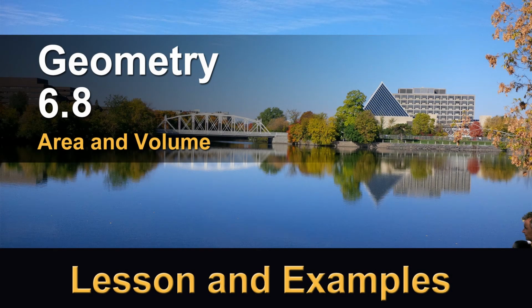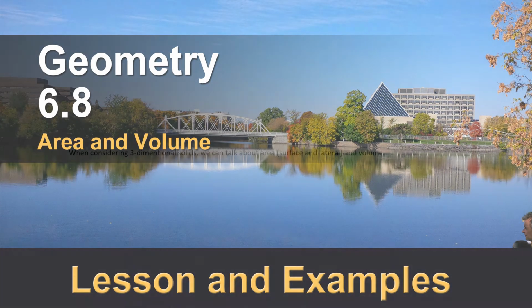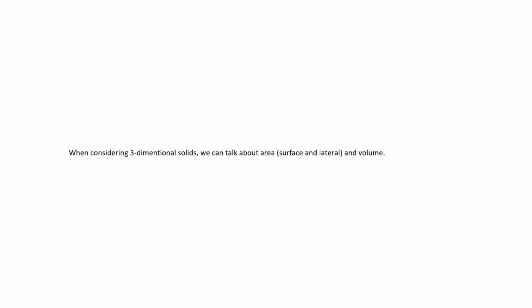Area and volume. When considering three-dimensional solids, we can talk about area, surface and lateral, and volume. So there's two types of areas we're going to be talking about, surface area and lateral area.